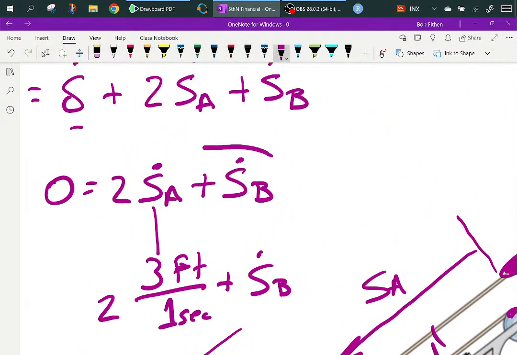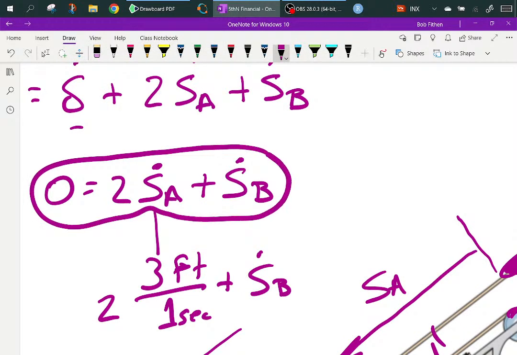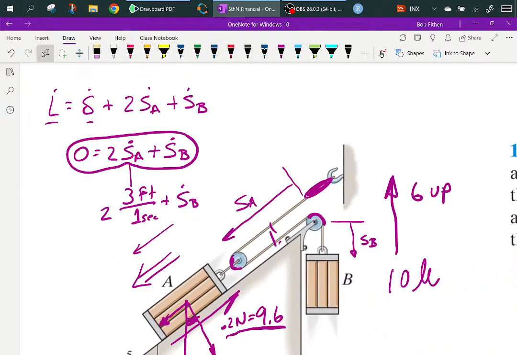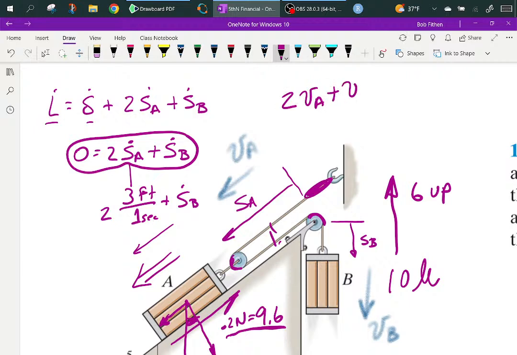So this is the relationship between those two velocities. In fact, it does not matter whether I choose that to go down the plane like I have. I could just say this is going to be the direction of VA and this is the direction of VB. That doesn't matter. It just matters that 2 times VA plus VB equals 0 if I've taken this as the direction.